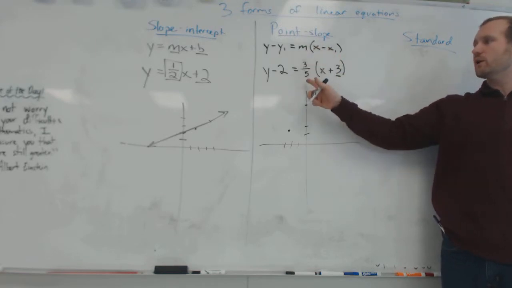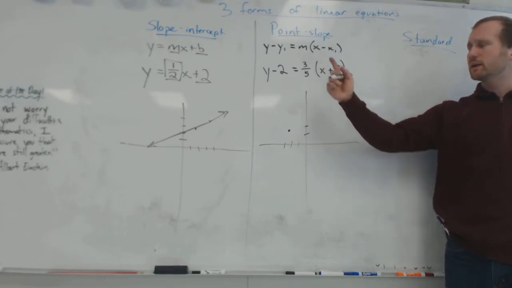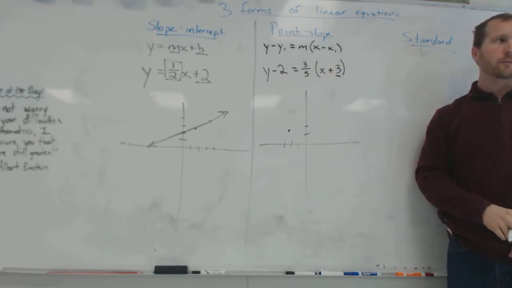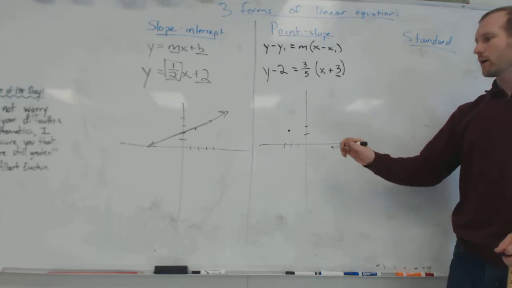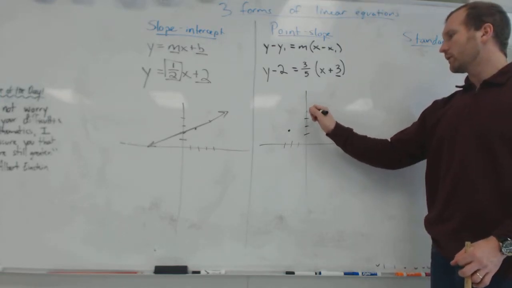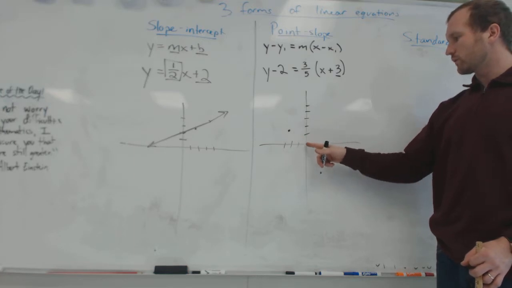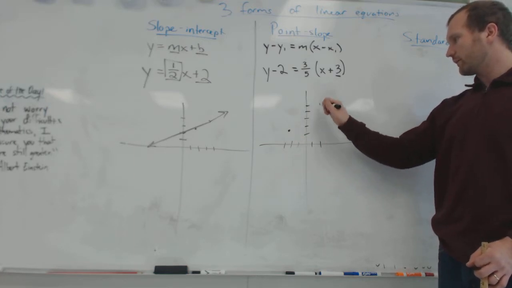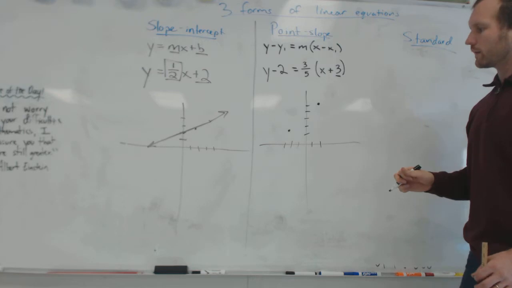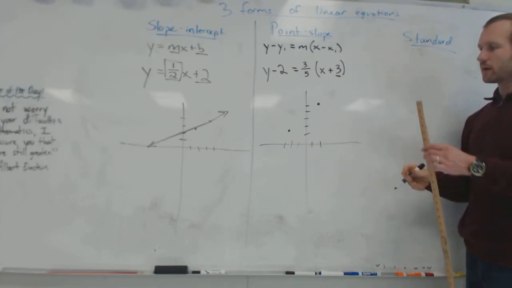Then m is the slope. So now it's the same process as slope-intercept form. It's the exact same. I go up 3, 1, 2, 3, over 5, 1, 2, 3, 4, 5. Okay, and then I could do that again. I'm not going to right now.